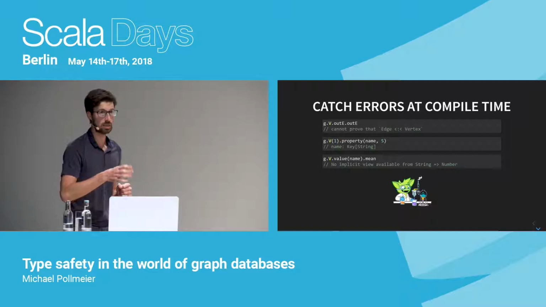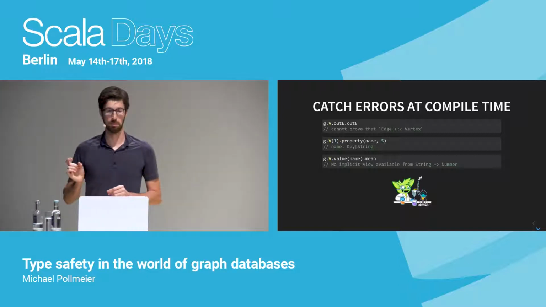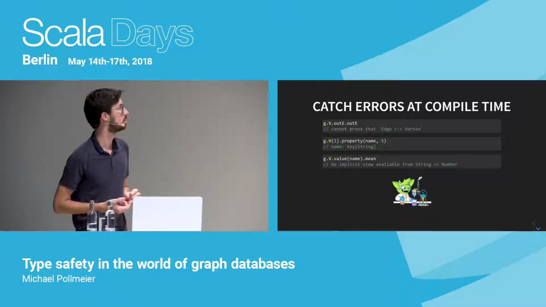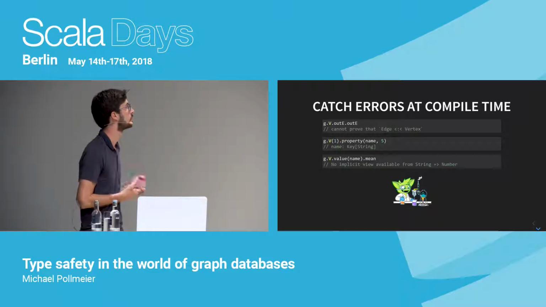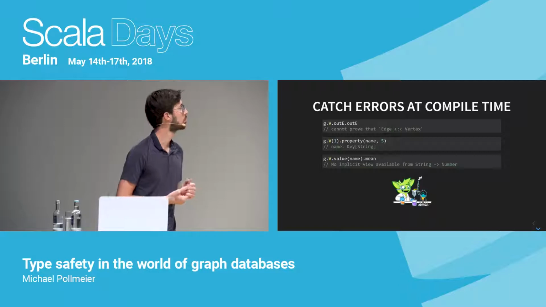Second one would be setting a property. So we define name as a key of string. Hence, we can't set it to an integer. So the compiler tells you, well, you can't do that. So property name value doesn't compile if it's the wrong type.